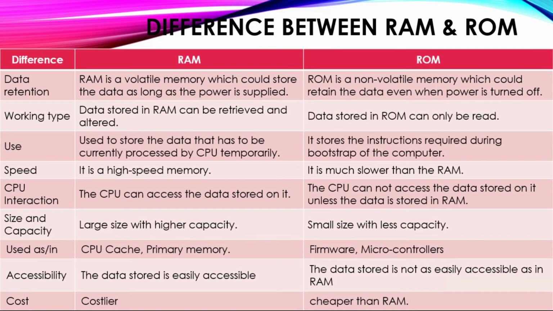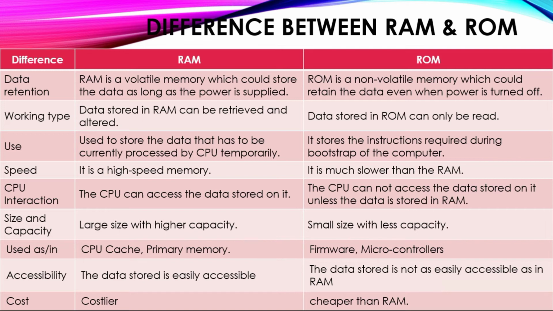So here is the tabular format of the difference between them. First point, data retention. RAM is a volatile memory which could store the data as long as the power is supplied. जब तक आप power दोगे, till the electricity is there, the data is there. ROM is a non-volatile memory which could retain the data even when power is turned off. Even if electricity is not there, the data remains stored inside the memory.